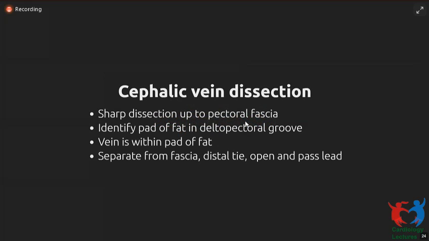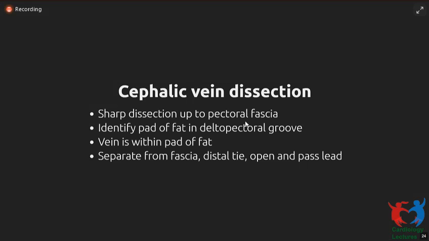Now, if you're accessing the cephalic vein, which is what we do, usually once you reach the deltopectoral fascia, you will be able to see the pectoralis major muscle medially, and just lateral to that, you'll see the yellowish fat in the deltopectoral groove. Once you can see that well, like an anatomic dissection, almost always you can identify the vein. So you just have to open that pad of fat and you'll see the vein lying there.